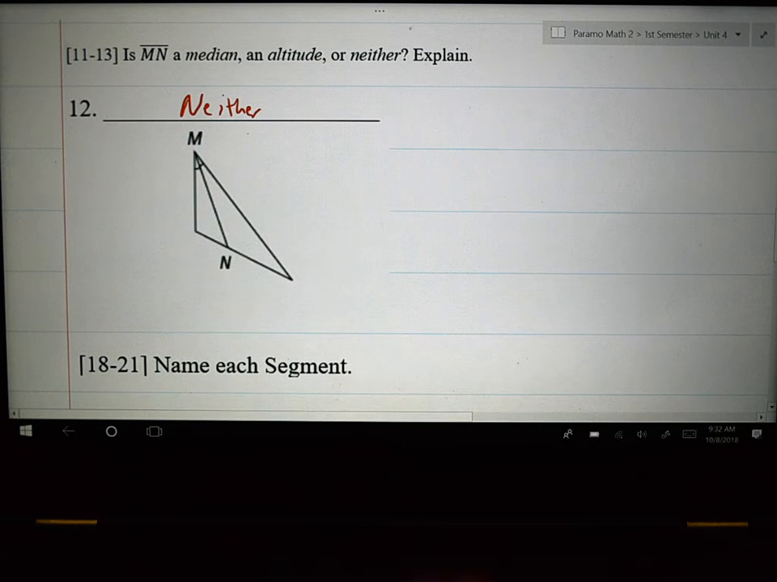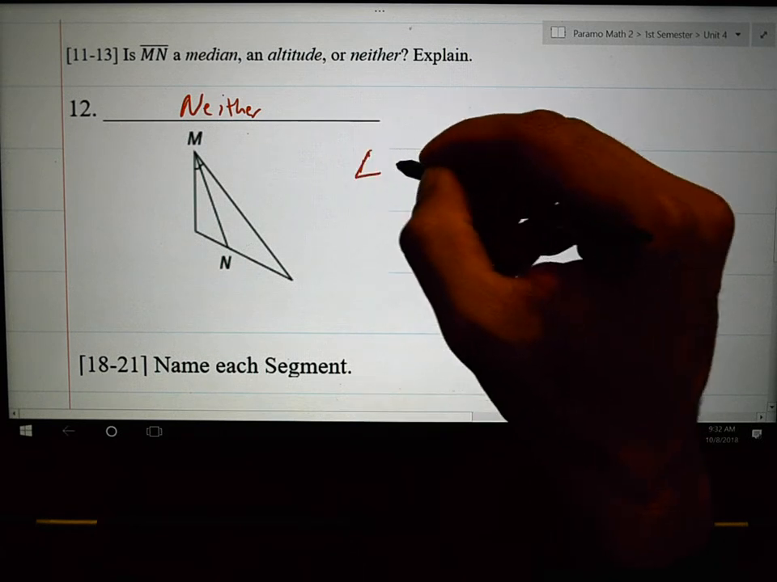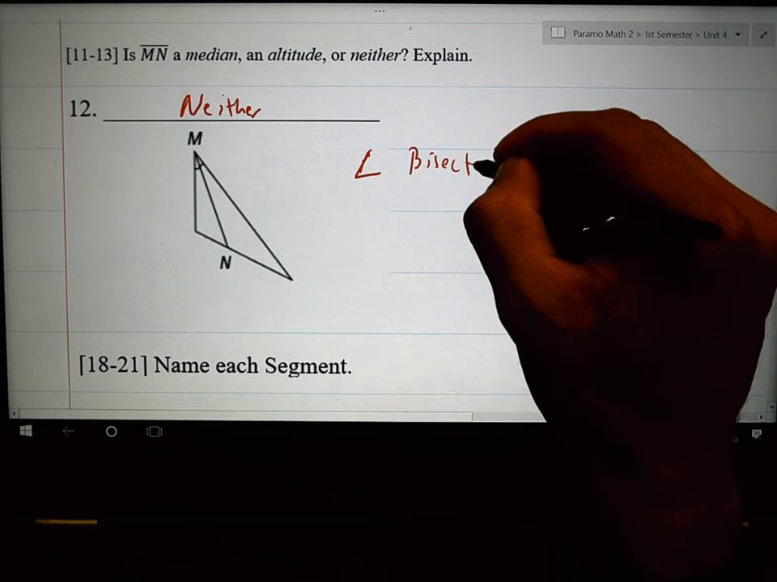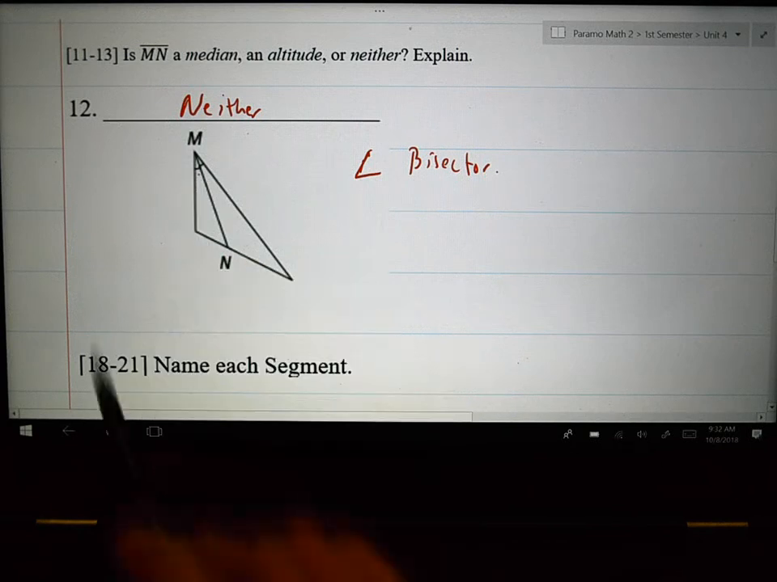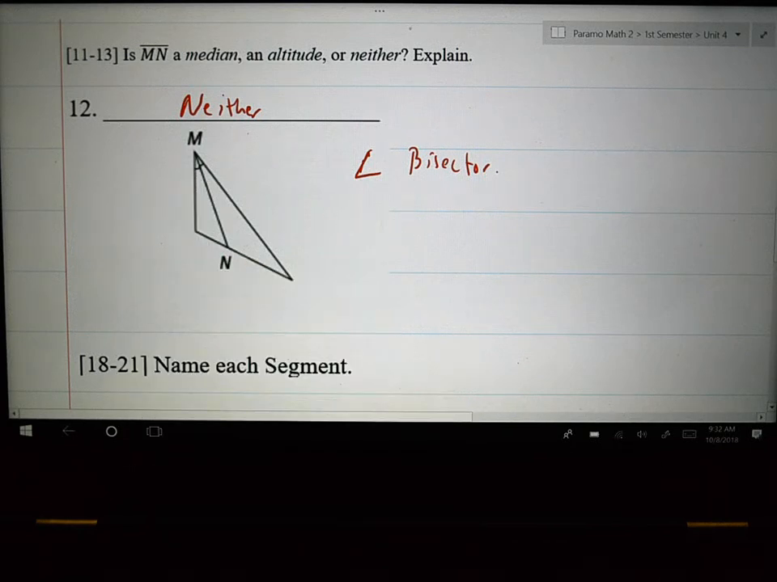How come? Because it's an angle bisector. It cuts the angle into 2 equal pieces. How can we tell? It has that right there. Angle bisectors, if we were to do that on all 3 corners, creates the incenter. That's a main idea of this section.